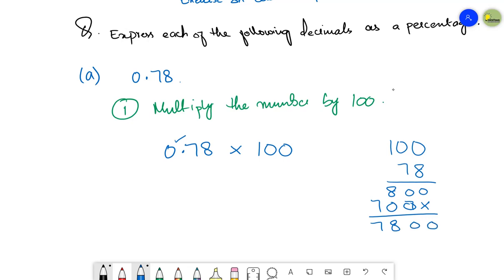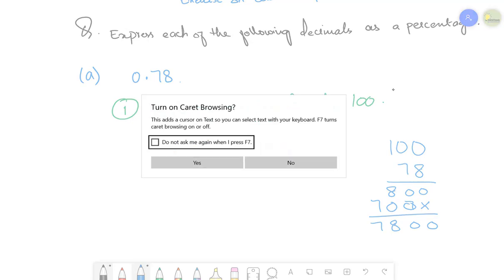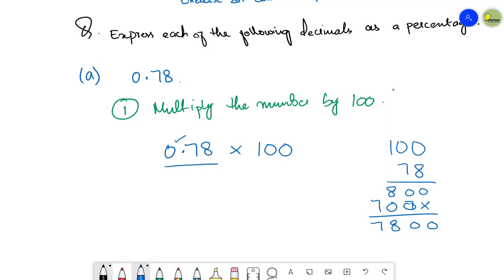Now, where is your decimal point going to be placed in the answer? Just count how many decimal digits you have after the decimal point in both the given numbers. The two numbers that are multiplying are 0.78 and 100. In 0.78 the decimal point is here and I have two decimal digits after it. In 100 the decimal point is here and I have 0 digits. Just add the number of digits after the decimal point. It is 2 plus 0, only 2 digits.